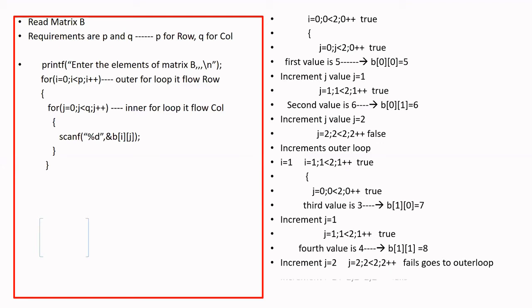It goes to the outer for loop. Again, the outer for loop also increments. Outer for loop 2. 2 is less than 2? No, again, the same condition fails. It will come out of the program. So once it comes out of the program, the output of this statement is the matrix shown here.